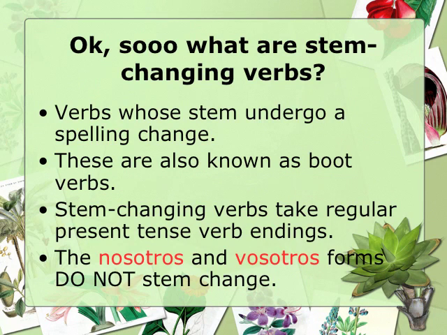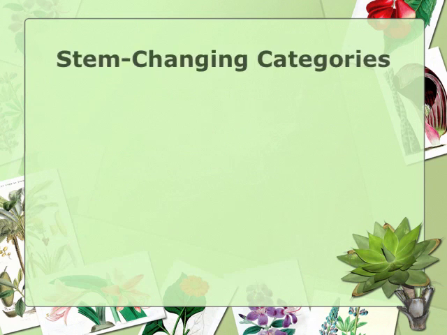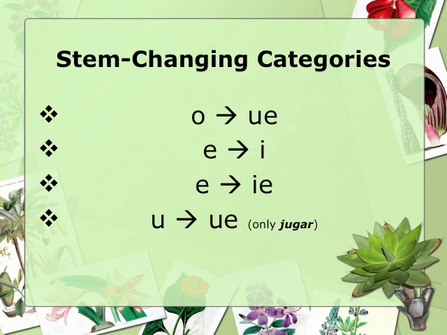And the nosotros and vosotros forms do not stem change when you conjugate. So there are three main stem changing categories and then one that only has one verb. We have the O to UE, E to I, E to IE, U to UE, and the only verb in the U to UE category is jugar. So that should be easy for you to remember.